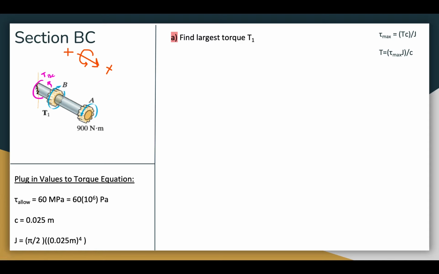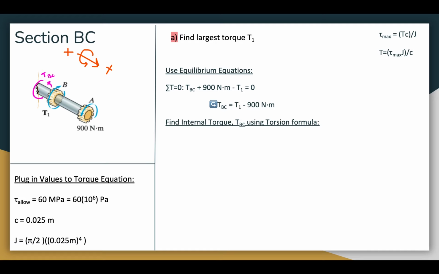Okay. So let's find the torque in TBC. That would be a good place to start. When we do that, we get the sum of the torques equal to 0: TBC plus 900 minus T1 equals 0. So TBC equals T1 minus 900. So that's how we solve for the internal torque at TBC.